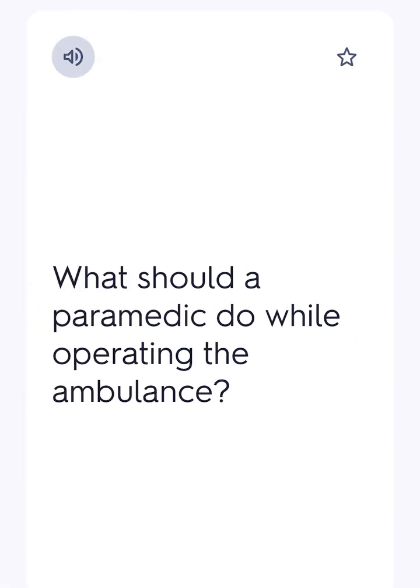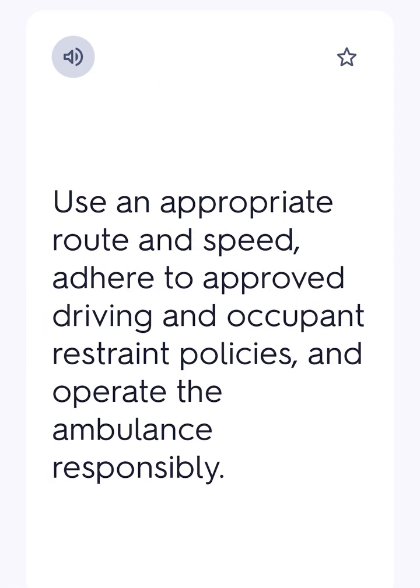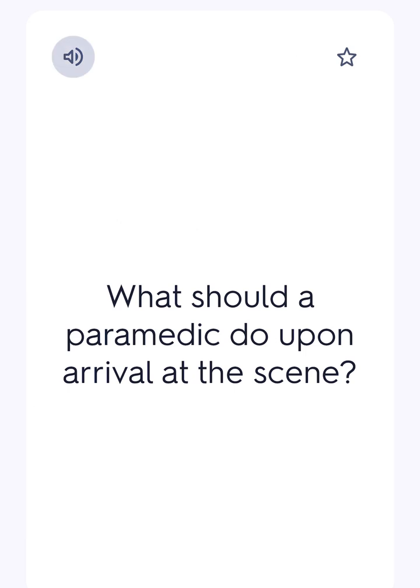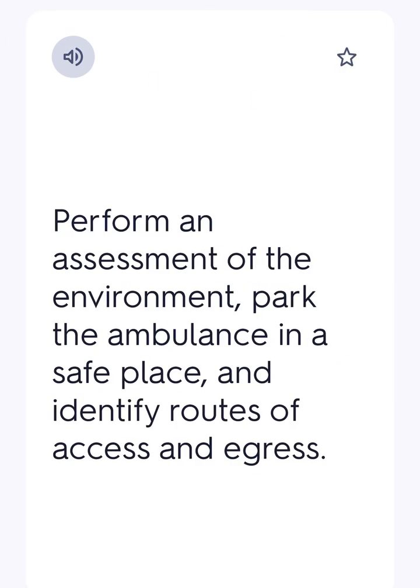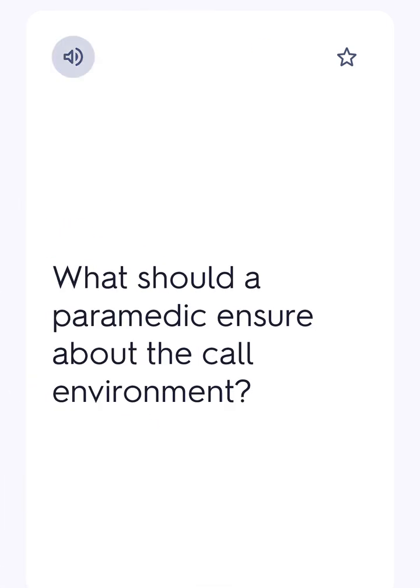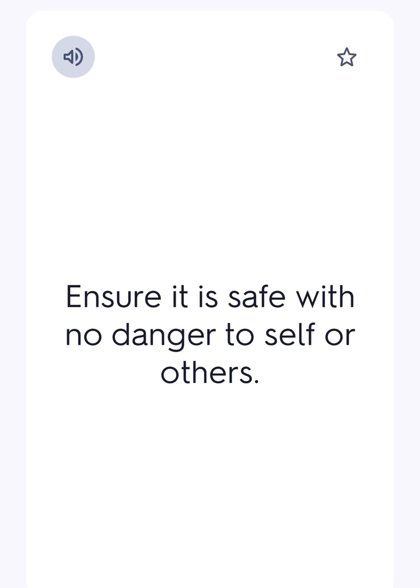What should a paramedic do while operating the ambulance? Use an appropriate route and speed, adhere to approved driving and occupant restraint policies, and operate the ambulance responsibly. What should a paramedic do upon arrival at the scene? Perform an assessment of the environment, park the ambulance in a safe place, and identify routes of access and egress. What should a paramedic ensure about the call environment? Ensure it is safe with no danger to self or others.